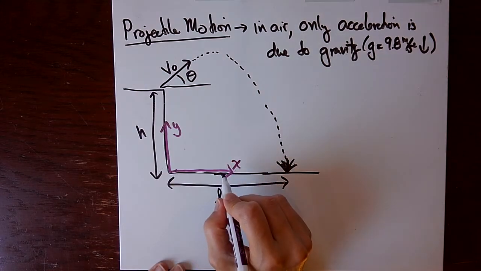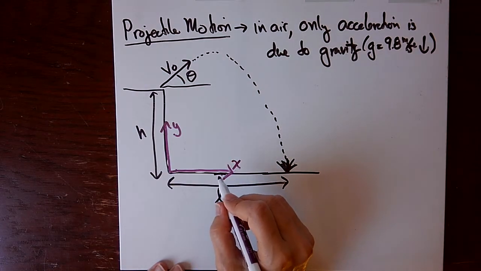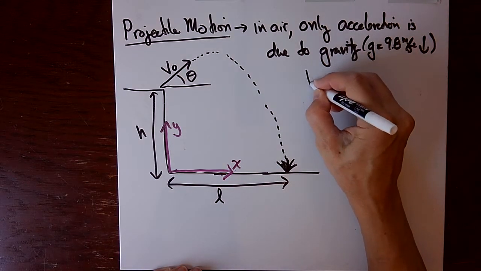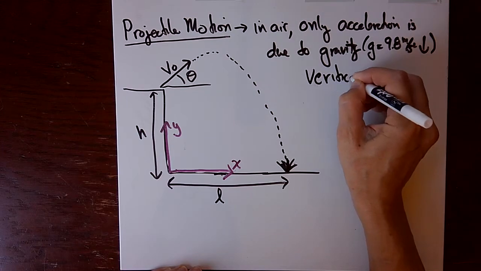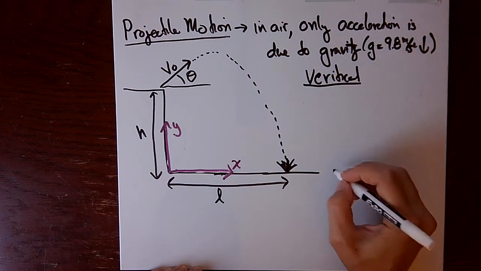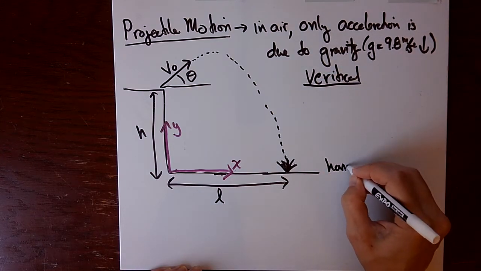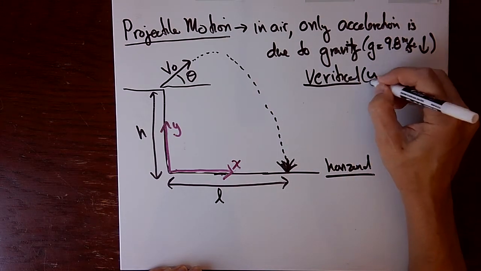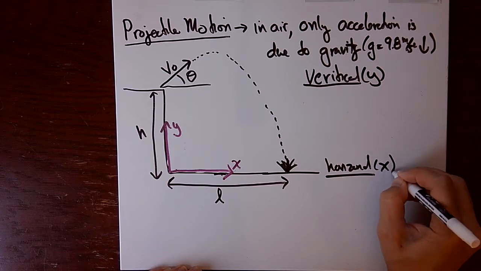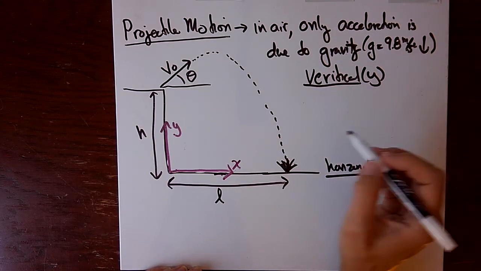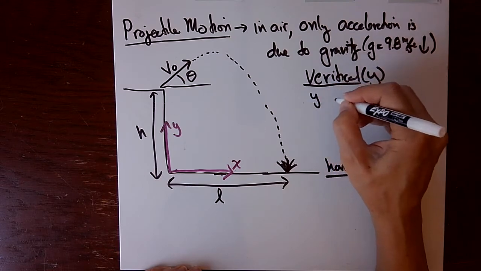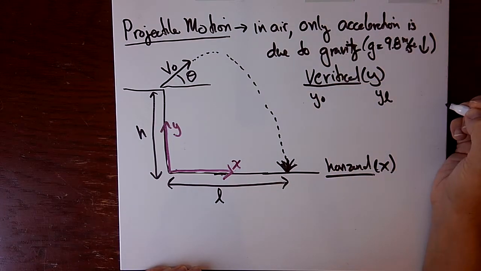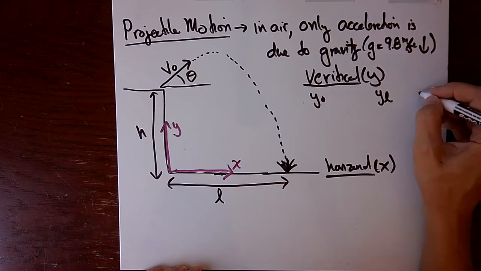And now that I've got that axis system, I'm going to divvy up the information. So I'll have vertical information, the up down stuff, and I'll have horizontal information. And the vertical information is going to be the y stuff, and the horizontal stuff I'll call x. So vertically, what might I know? I might know the initial position, I might know the landing position, maybe I know the position at the top.